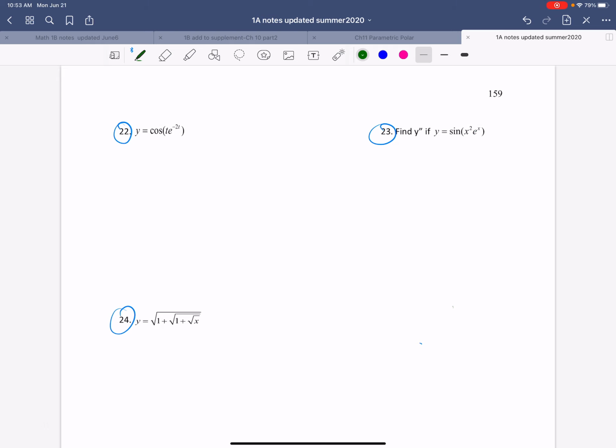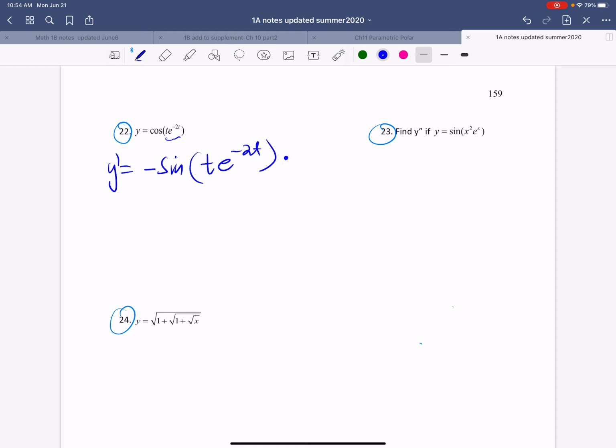Cosine of t e to the power negative 2t. Well, this one, again, we do have to use the chain rule and the product rule inside because we have a product. So what is the derivative of cosine of x? It is negative sine of x. In this case, we don't have x. It's something more than x. So remember, the derivative of outside function evaluated at inside function. Don't change the inside function. Leave the inside function alone. So negative sine of t e to the power negative 2t.